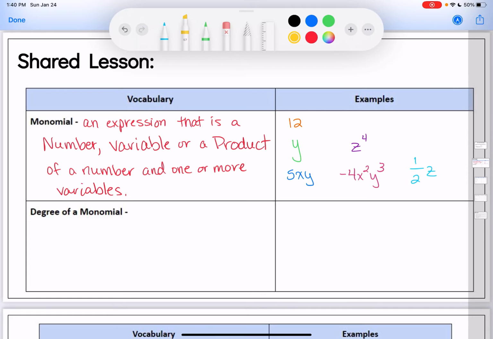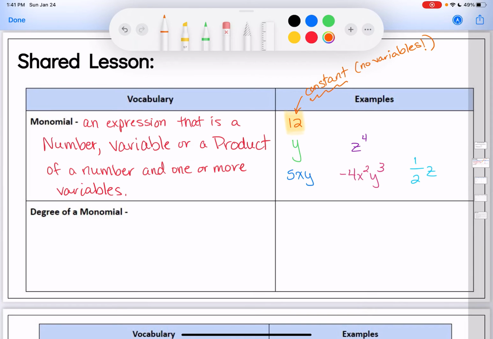Now, the only kind of special one up here is the 12, right? That's just a plain old number. We don't always think of that as a polynomial, or in this case, a monomial. And since it's kind of special, we call that a constant, right? There's no variables involved. It's just a plain old number. If you look at the other ones, if I had values for x, y, z, that would change the value of that monomial. But in this case, that monomial will be constantly 12. There is no way to change the value of that monomial, which is why we call it a constant.